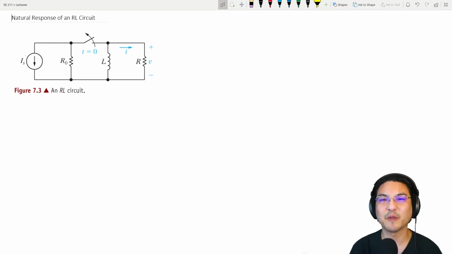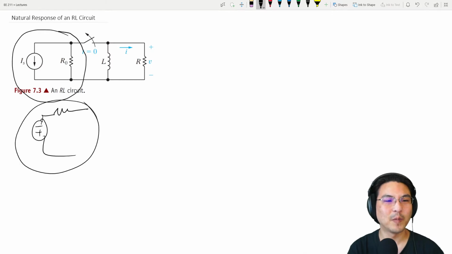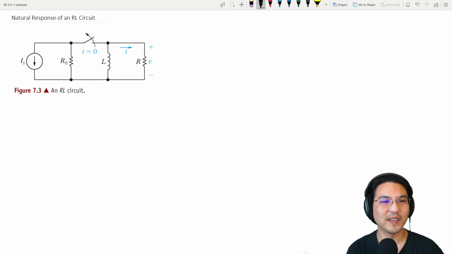Hey everybody, now that we've introduced inductors and capacitors, let's start combining them with resistors. So if you look here, we have what we can consider a Norton equivalent of a more complicated circuit. If we do a source transformation, we could turn that into a Thevenin equivalent. So the source here could be represented by just some equivalent circuit.